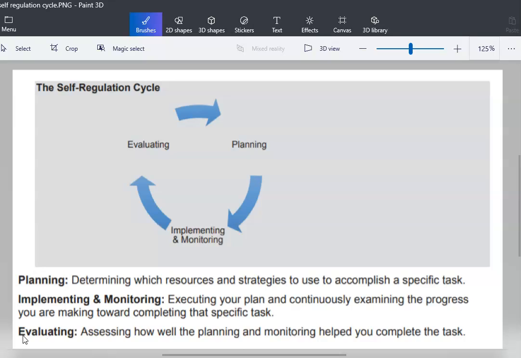Also, you see at the bottom of the cycle, implementing and monitoring, which is the work. Self-regulated learners use effective strategies as they work to solve problems. It's just like anything in life. If it's worth having, then it's going to take work.